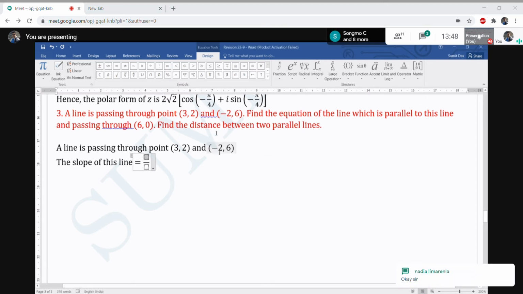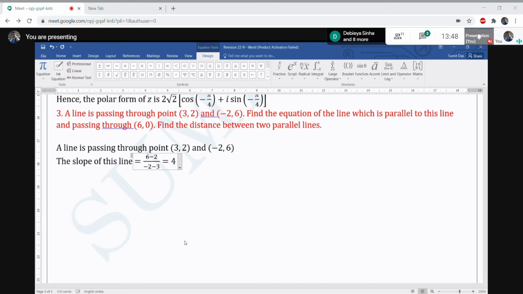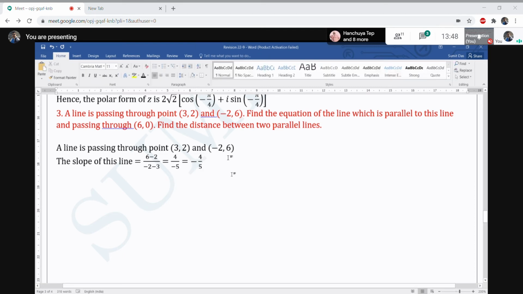Okay, so two-point form. Y2 minus y1, so y2 is 6 minus 2. What is x2? X2 is minus 2 and x1 is 3, so minus 2 minus 3. Then it will be 4 divided by minus 5, which is equal to minus 4 by 5. That is the slope. So what will be the slope of a line parallel to this line?